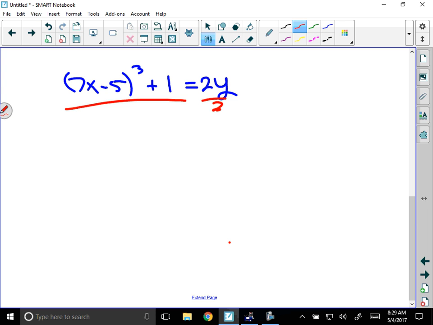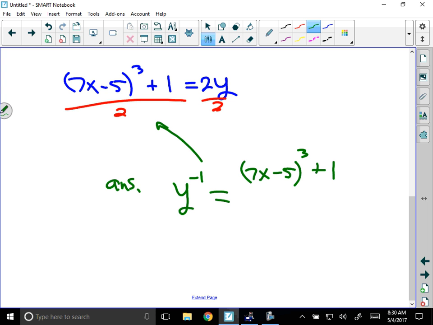Divide by 2. So we divide all that by 2. So here's the only trick to this one. In the end, instead of writing y equals, you know what kind of notation we have to use, right? F inverse or y inverse. So we have to use the inverse notation. The bad thing about this method is you have to use y, because if you use f, it gets messed up. So our final answer will be y inverse equals whatever all this is. What is that? It's 7x minus 5, the quantity cubed, plus 1, all over 2.